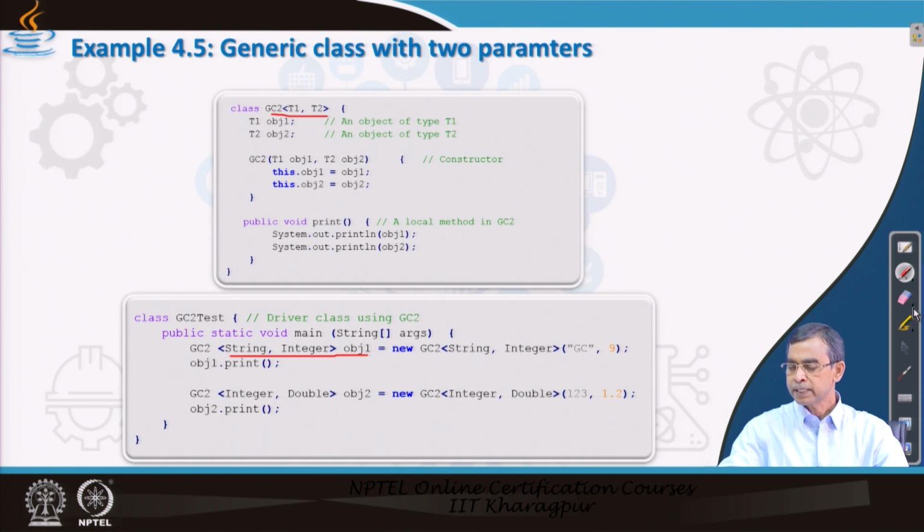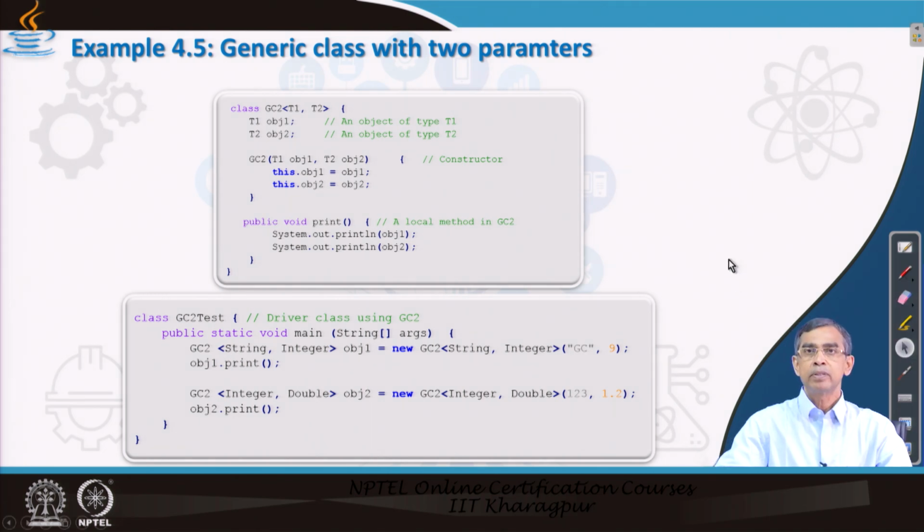So, if it works for two types, it should also work for any number of types. In that case, you only have to write the number of type parameters that you want to mention here, and that is all. So, this is basically the idea that it will work for you.